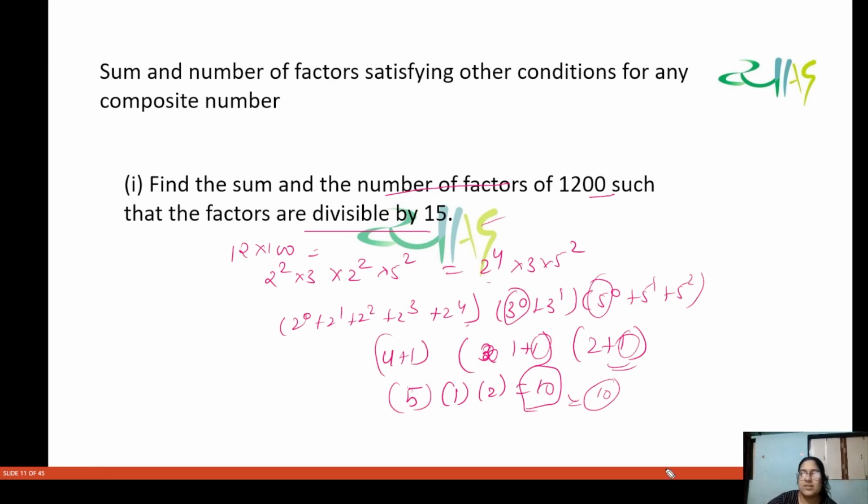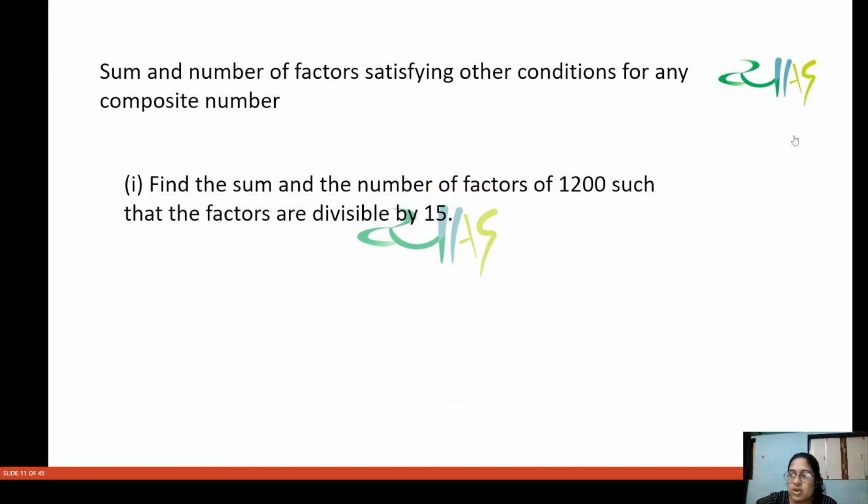So I hope now everybody is clear. You can find the factors for any number. If you know the standard notation, you can find the number of factors for that number, and the sum of factors for that number. Now you can play with this concept any way you want. I hope everybody is clear with this. Now let's move forward.